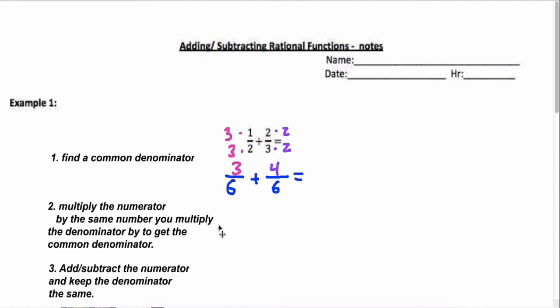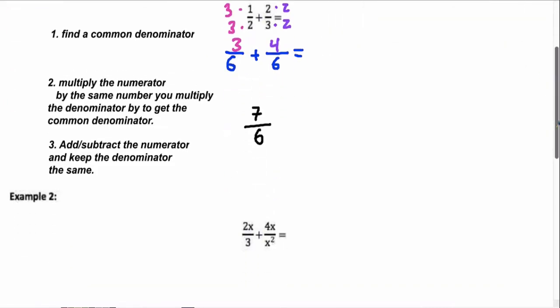We're going to add or subtract the numerators and keep the denominator the same. So 3 plus 4, we get 7. Keep the denominator the same, over 6. All right, so now let's apply that to a different type of problem here.